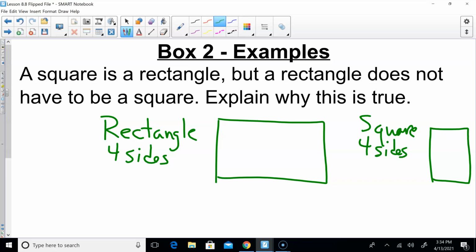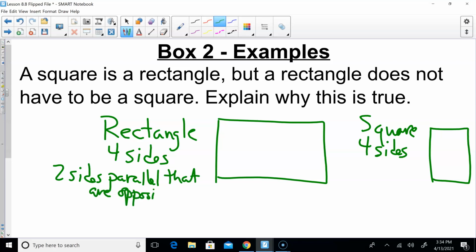Does it have two opposite sides parallel, or two sides parallel that are opposites? Well, it looks like this would be true for this one, because this one and this one are opposites. So are these. It looks like the same thing. This would be true here, and this would be true there. So that would also be true for a square.